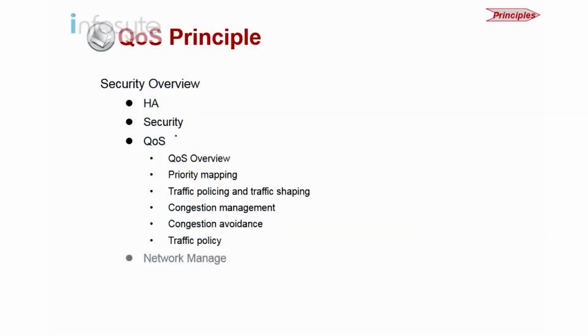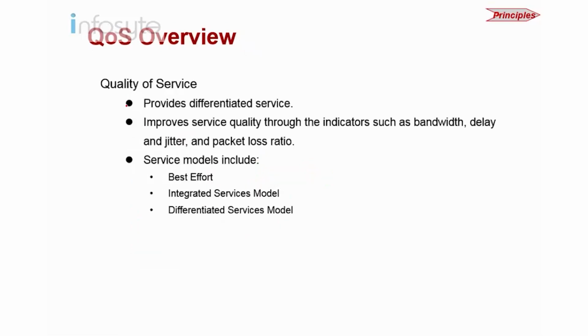Now it's time for us to look into the QoS topic. QoS is quite important in your exam. Over here I will introduce you to some of the QoS concepts. We are going to look into the overview of QoS. Priority mapping, so we are going to look into the type of service, IP precedence or DSCP. We are going to look into the concept of policing and shaping, and differentiate between them. What is congestion management, congestion avoidance, and finally in QoS we also will look into the traffic policy. Alright, so first let's look into the QoS.